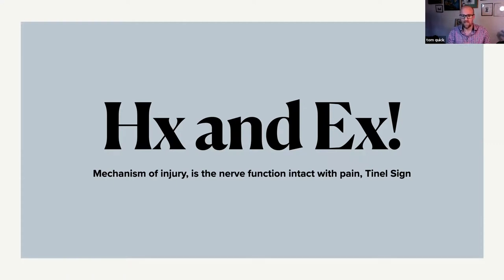Is the nerve function intact? So are there other evoked symptoms? And the special sign of a Tinel sign: if we tap along the course of the nerve and we hit a neuroma, that will cause tingling in the distal territory of the nerve. So these are all specific features of a pain history that I will elicit from a surgical point of view.